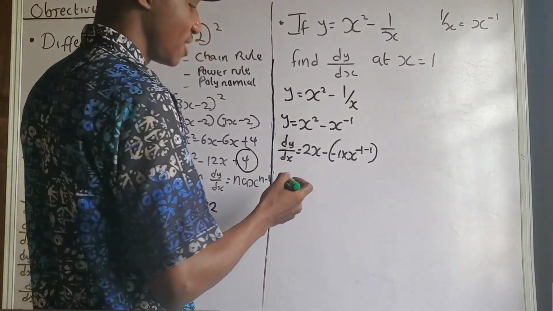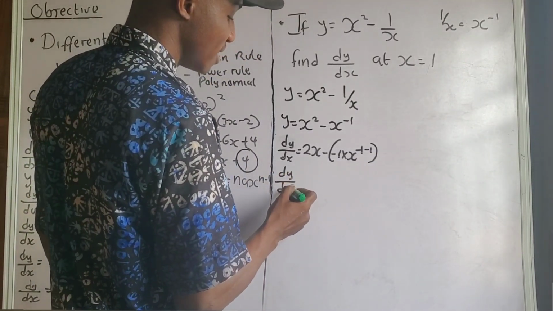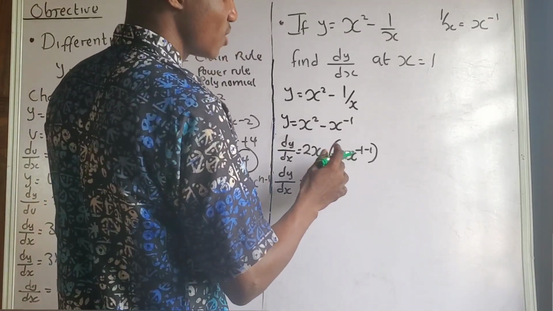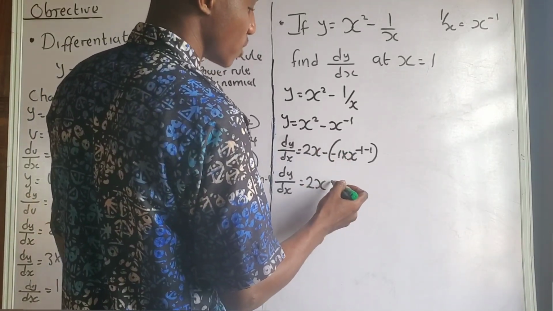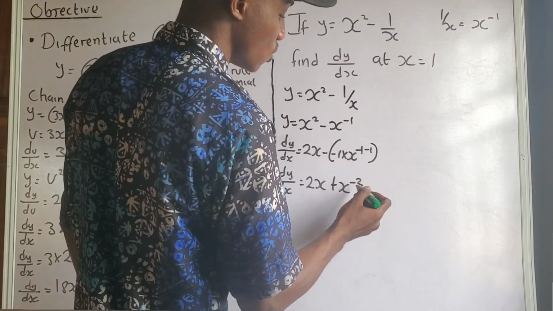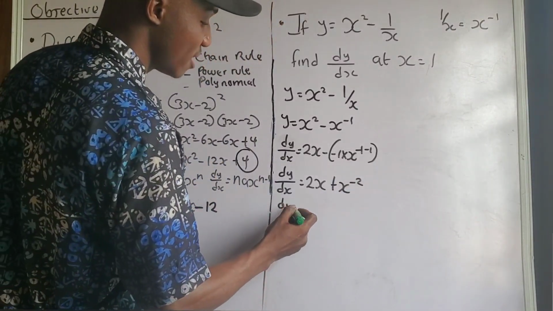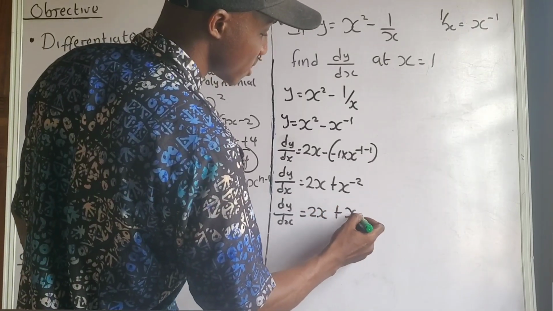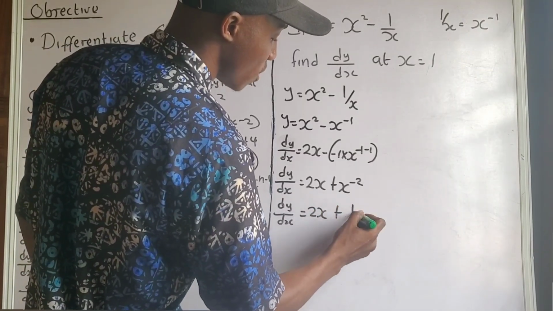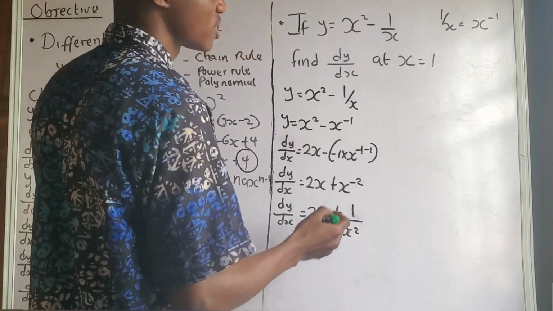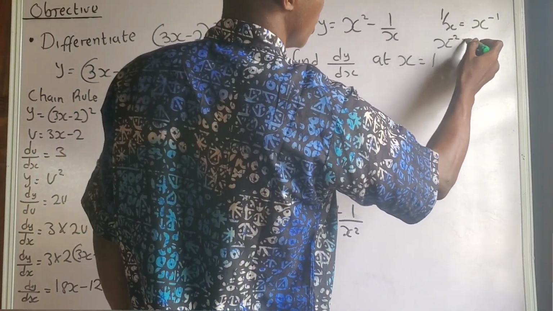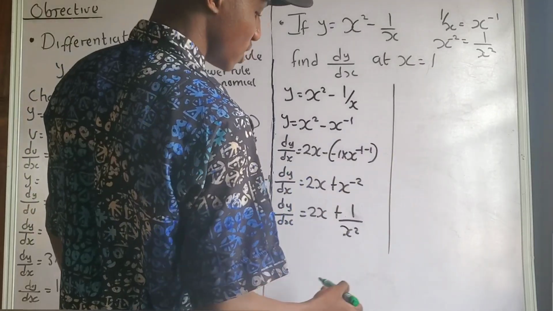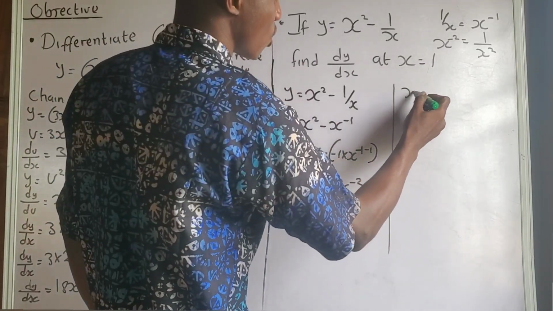Do you understand? So dy all over dx is equal to 2x. Are you getting it? Minus 1 times minus 1, that is what? Plus x raised to the power of minus 2. Do you understand? So dy all over dx is equal to 2x plus 1 over x to the power of 2. Because x to the power of negative 2 is equal to 1 over x squared. Do you understand?